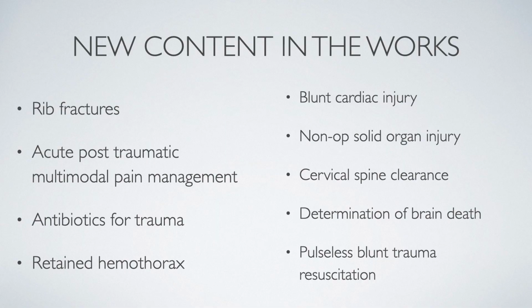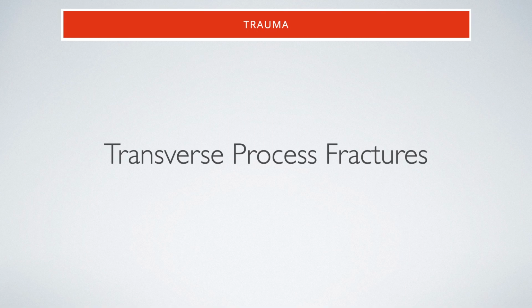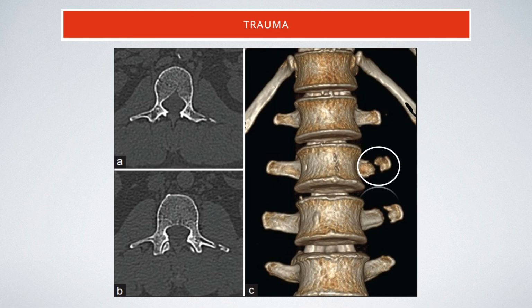We've also been real busy cranking out new content. We've got a number of new guidelines in the works, including rib fractures, pain management, antibiotics, retained hemothorax, blunt cardiac injury, non-op solid organ injury, cervical spine clearance, determination of brain death, and pulseless blunt trauma resuscitation. But today we're going to be reviewing the transverse process fracture guidelines.